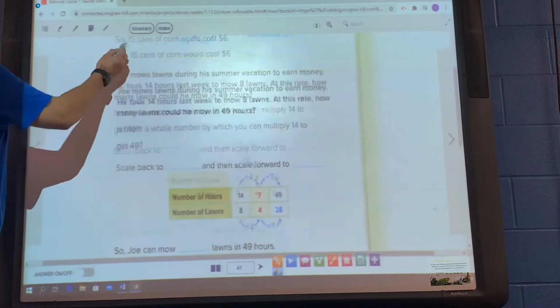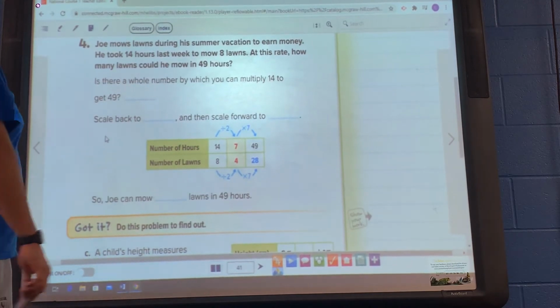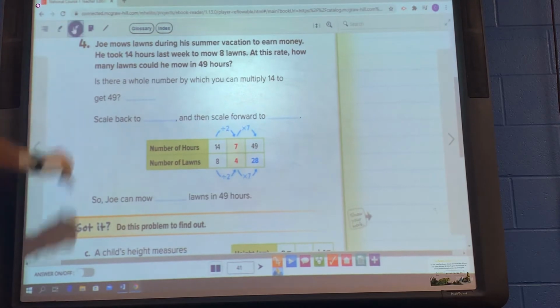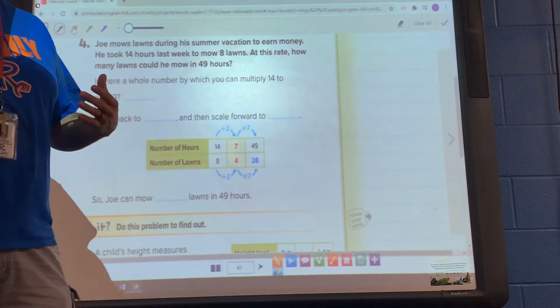So just like example number 4 here. Joe mows lawns during his summer vacation to earn money. He took 14 hours last week to mow 8 lawns. At this rate, how many lawns could he mow in 49 hours? So, is there a whole number by which you can multiply 14 to get 49? Yes.